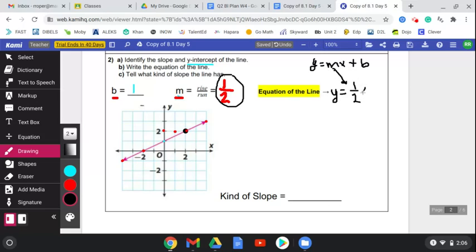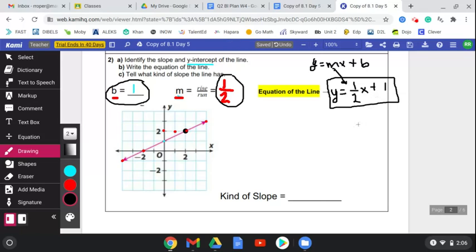I leave my x, so y equals 1/2 x plus b. What's b? b is 1. So I'm going to put a positive 1, a plus 1, because b is a positive 1. So plus 1. This right here is the equation of the line in slope-intercept form: y equals 1/2 x plus 1.